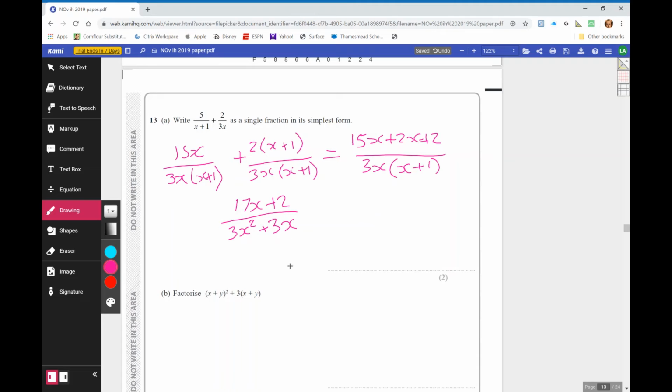I just wanted to do that to see if I could see anything that cancelled out, but no, that's the final answer, 17x plus 2 all over 3x squared plus 3x. Okay, there's 2 marks for that question. You get a mark for setting them out like this, timesing them both by the denominators, and then you'll get your final mark from the actual answer.